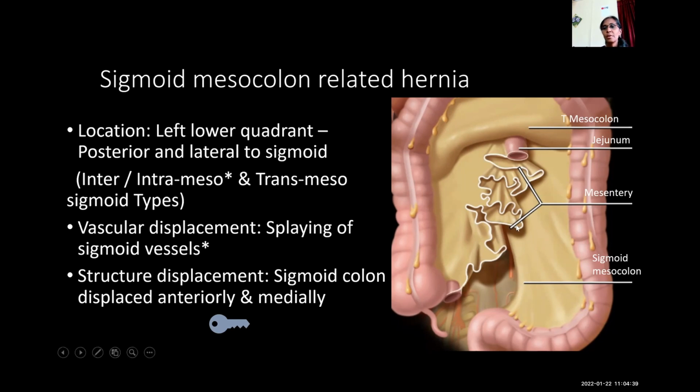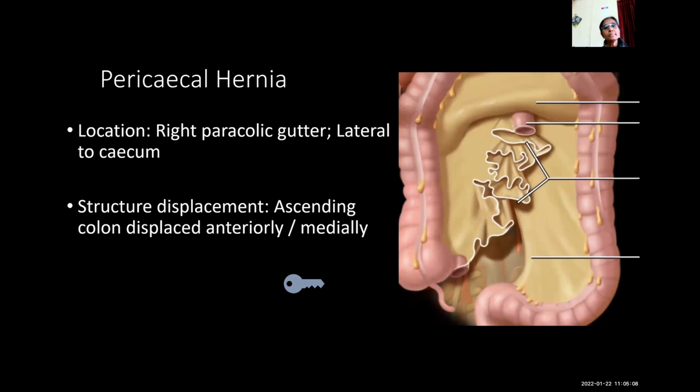Through this mesocolon, small bowel loops pass posteriorly, and then they displace the sigmoid colon anteriorly and medially. You may see these sigmoid vessels draped around that hernia. So again, the clue is displacement. First, picking up the closed loop location in the left iliac fossa, and then displacement of the sigmoid anteriorly and medially will hopefully be the key that will help you unlock this internal hernia.